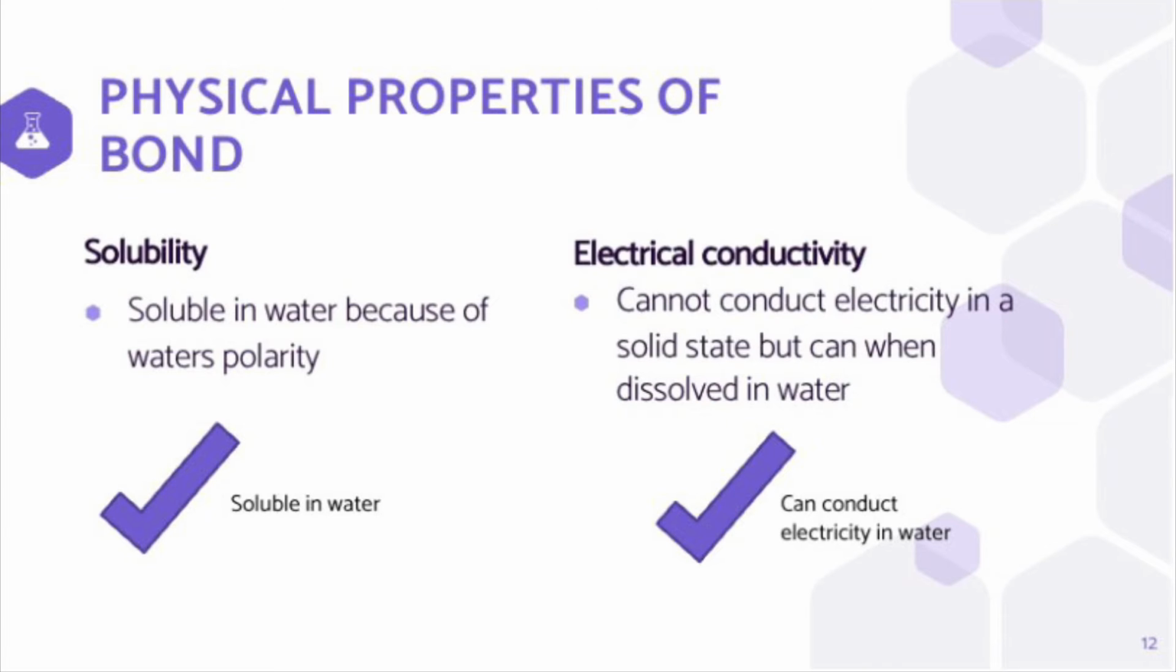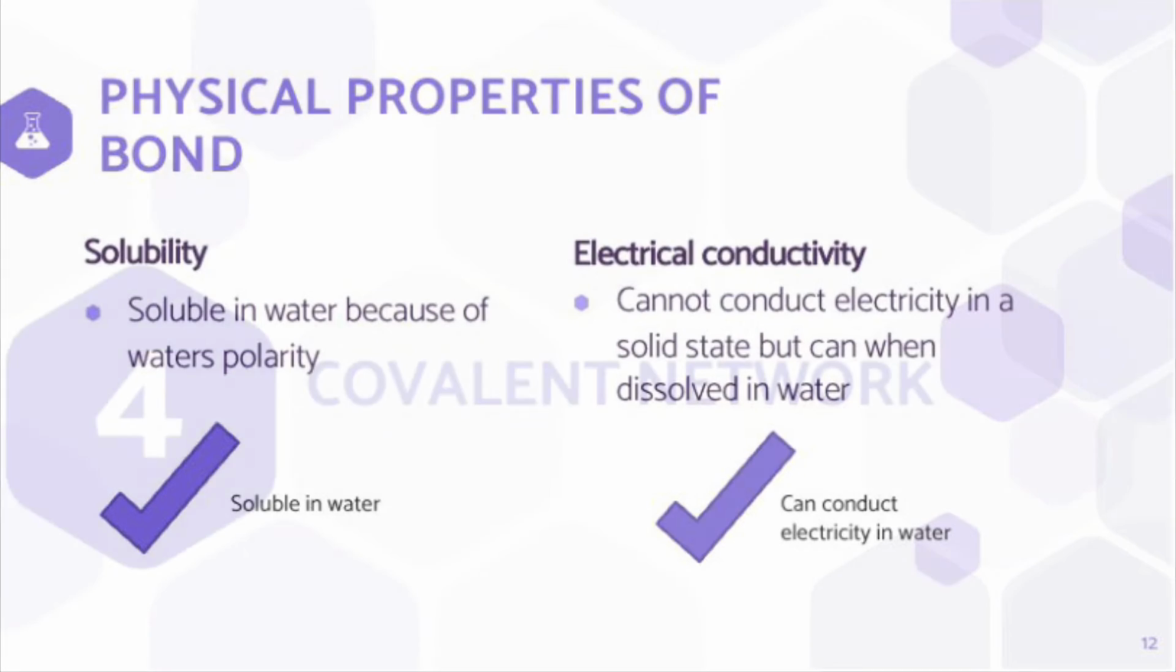In a solid state, ionic compounds cannot conduct electricity. This is because their ions cannot move since they are in fixed positions. However, in water, ionic compounds can conduct electricity through its free floating ions, which allow them to conduct electrical currents.